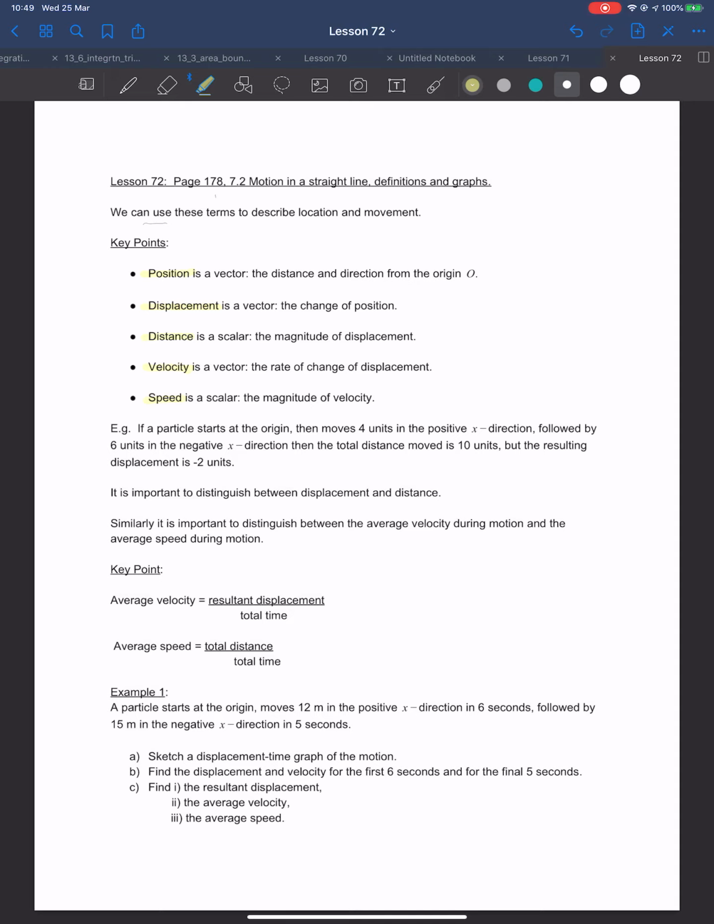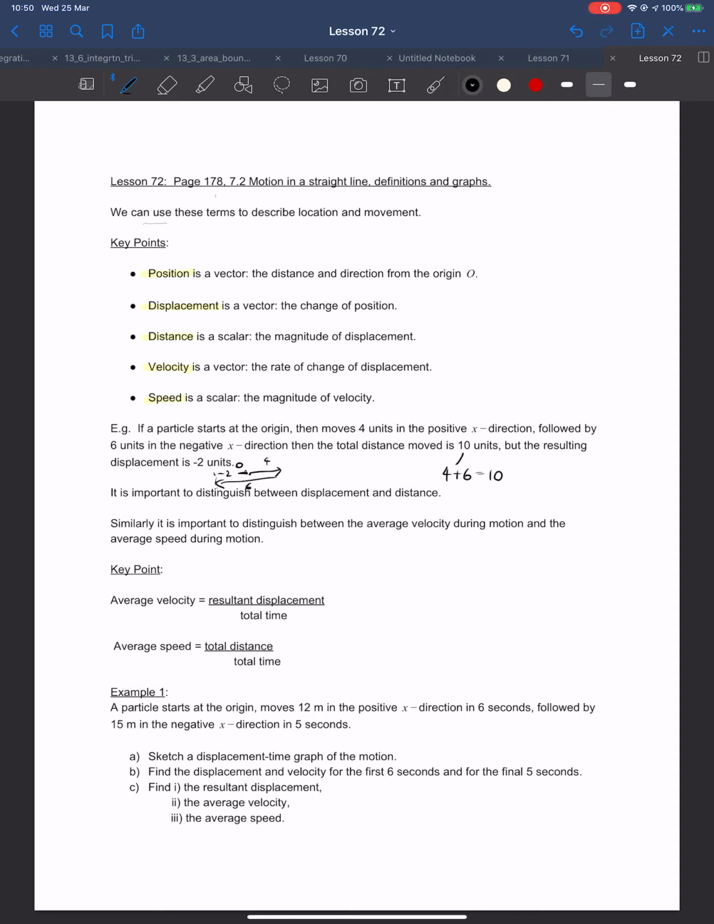Okay, example. If a particle starts at the origin and then moves 4 units in the positive x direction, followed by 6 in the negative x direction, it's actually moved 10 units, 4 plus 6. But the resulting displacement is minus 2, because if you base it against the origin, it's gone 4 that way, but then 6 back that way. So that's going to be minus 2 overall.